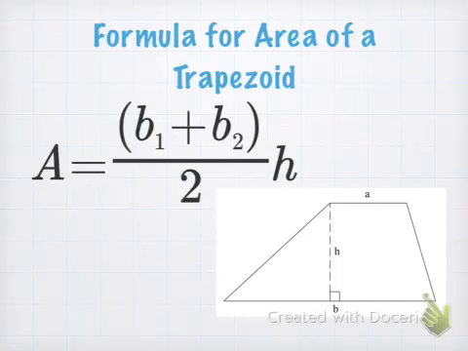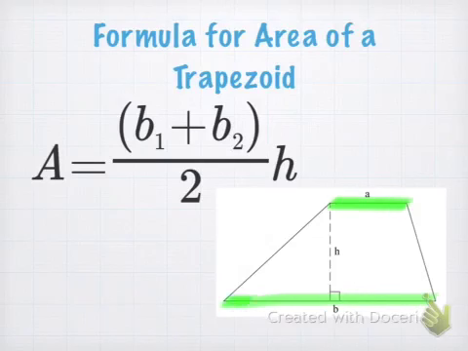Actually, the formula we are going to use when we're finding the area of a trapezoid is area equals base 1 plus base 2, or you could call it A plus B. It's just going to be your top combined with your bottom parallel line. And then we're going to divide them by 2.